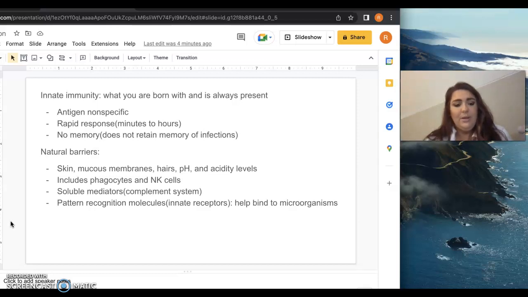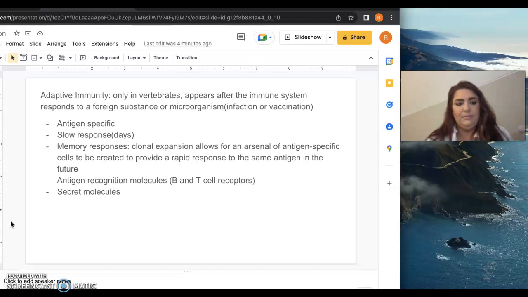It's composed of natural barriers, like skin, mucous membranes in the mouth and in some of the organs, like the stomach, hairs in the nasal cavity, pH levels and acidity levels within stomach acid and urine. It includes phagocytes and NK cells, which are natural killer cells, has soluble mediators, which is part of the complement system, and pattern recognition molecules, which are innate receptors, and these help them bind to microorganisms that become present within the body due to an infection.